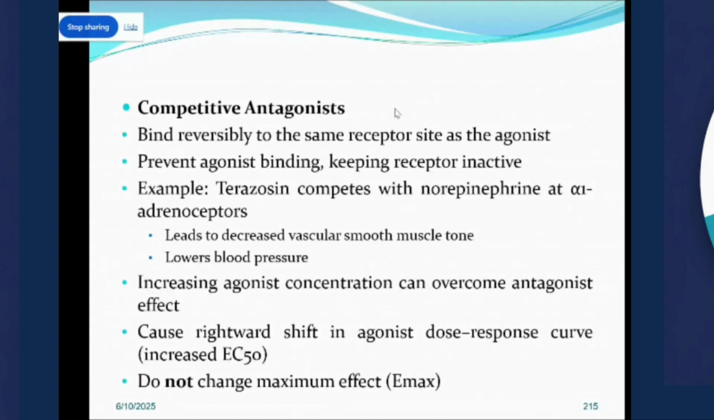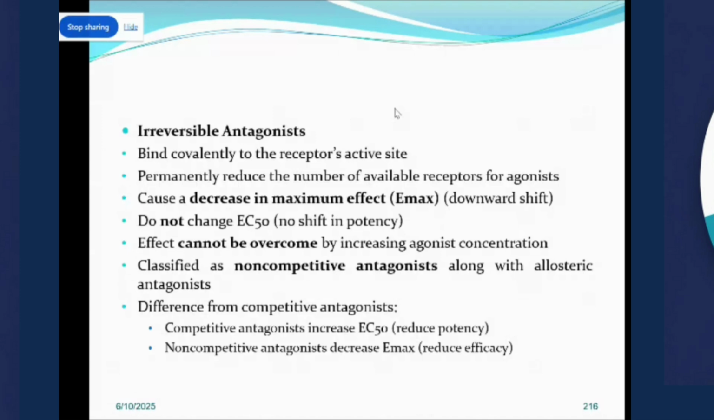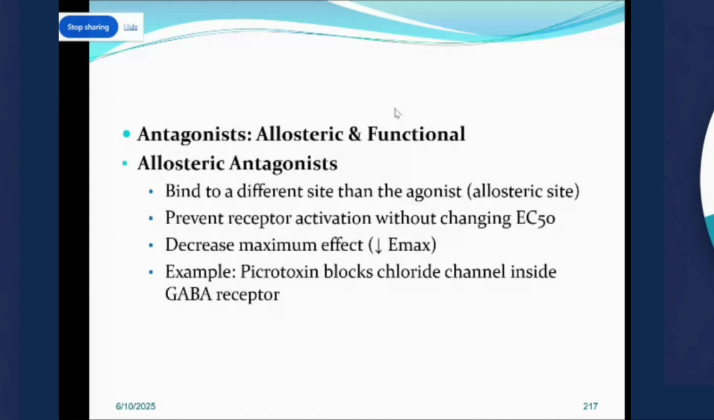Okay. Then allosteric and functional antagonists. What are allosteric antagonists? They bind to a different site than the agonist, the allosteric site. Unlike the competitive antagonist, which we saw binding to the site where the agonist binds, allosteric antagonists antagonize the effects, but they are binding at a different site.